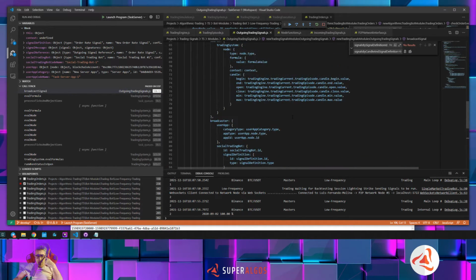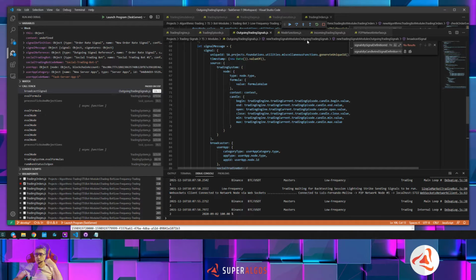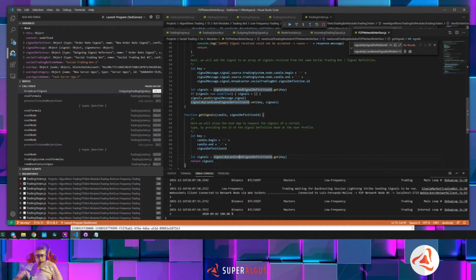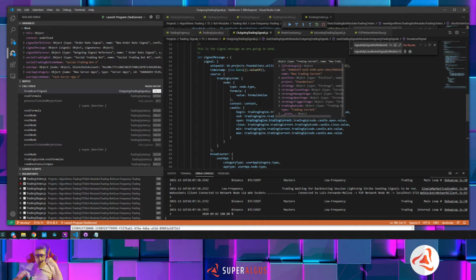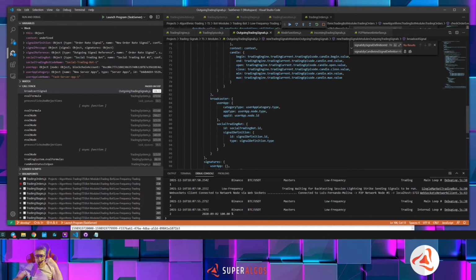what is it used to store the signal? When the signal is received at the task server, it is stored with this key, the candle begin end, broadcaster social trading bot, signal definition ID. So here, broadcaster social trading bot, signal definition ID. So the signal definition ID is not F33.